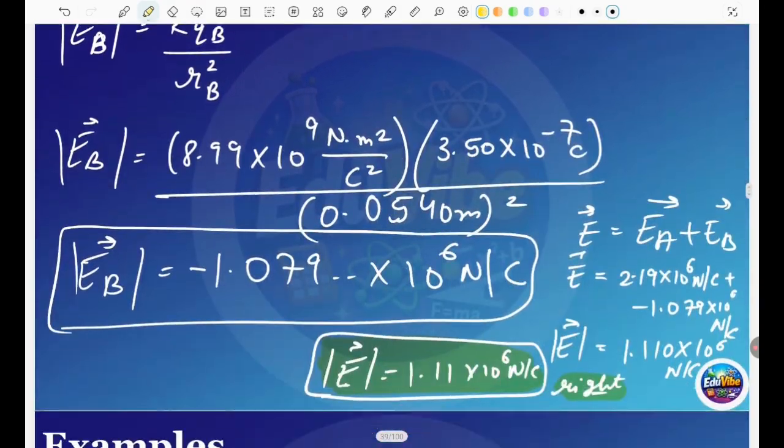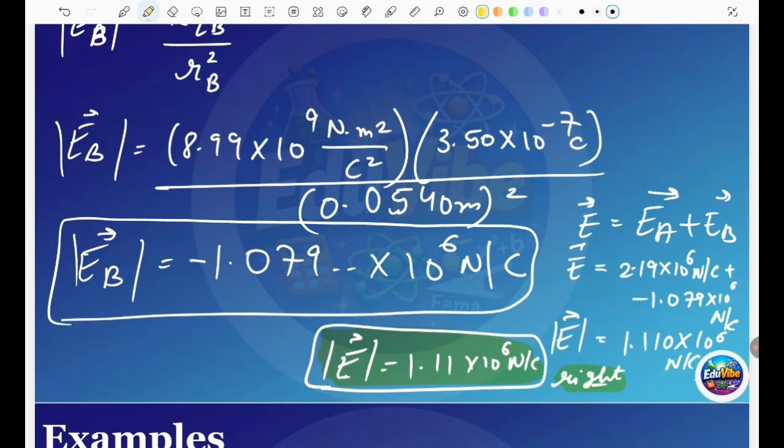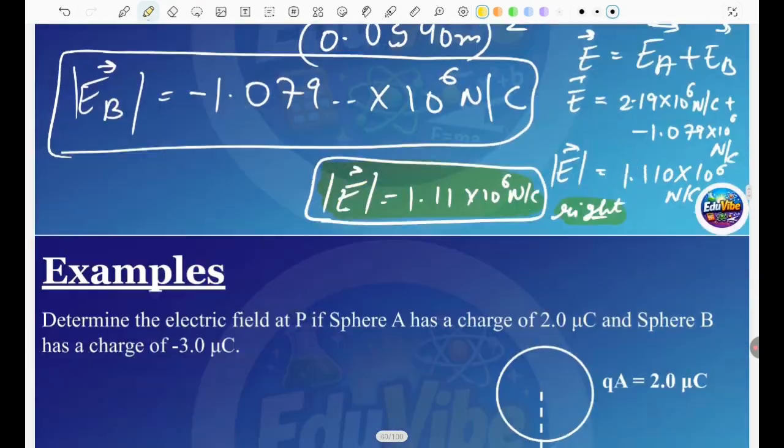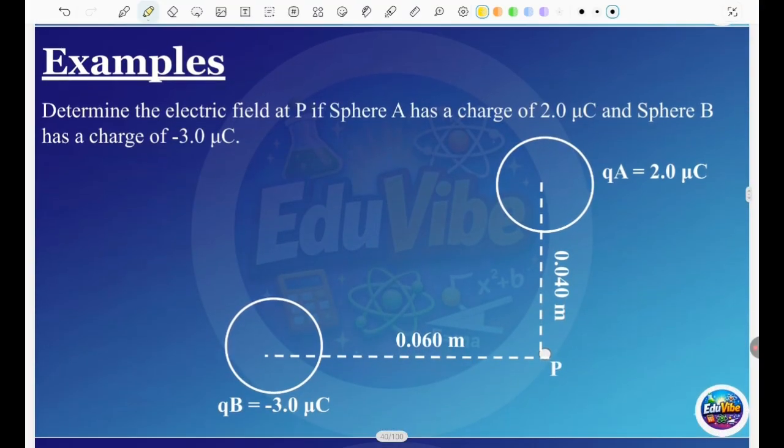Now we move on to a somewhat higher level. From here you have to determine the net electric field at P, if sphere A has a charge of 2.0 microcoulombs and sphere B has a charge of minus 3.0 microcoulombs. Now you have a different kind of diagram. This P is again positive. This is a positive charge, and this has a negative charge.